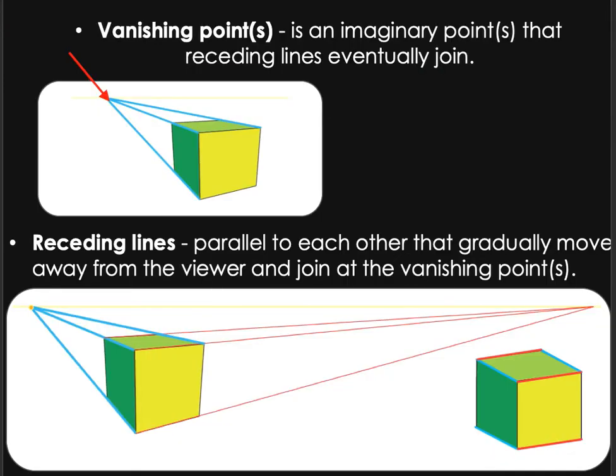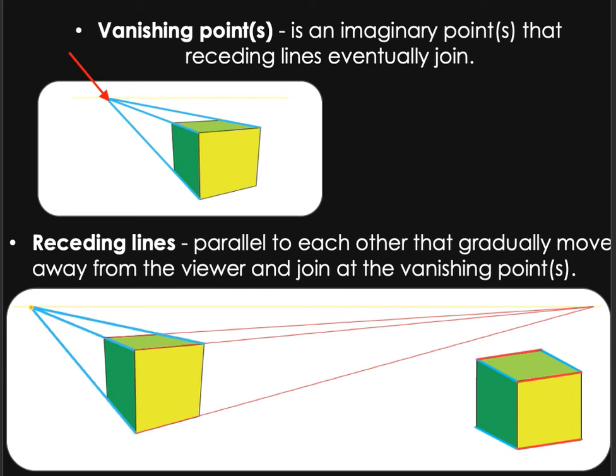The second component to linear perspective is vanishing points. These are just imaginary points on the horizon line that receding lines will eventually join. So you have to have this. I feel like this is the most crucial part to perspective, having that vanishing point. I've had kids throughout the years not add the vanishing point onto their artworks, and it creates so much of an issue. So I personally feel that the vanishing point is the most important tool for linear perspective.